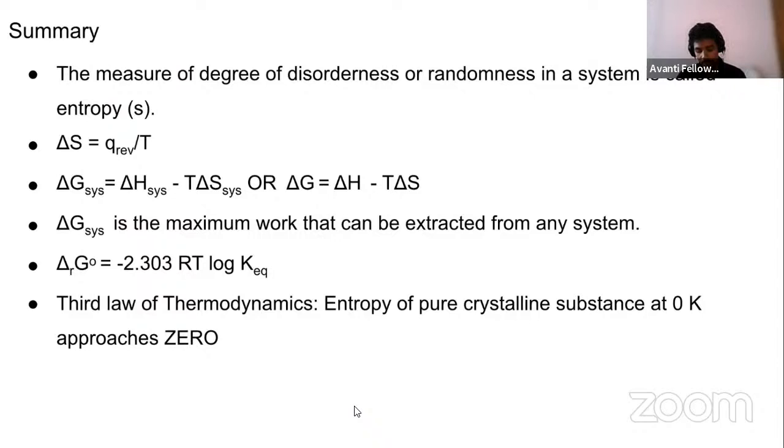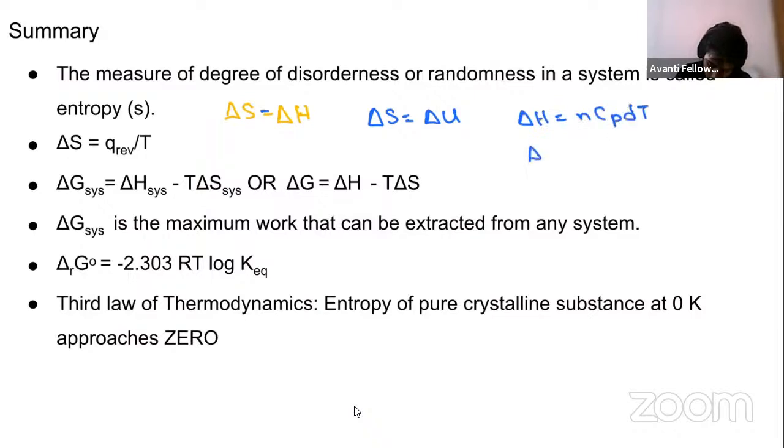The measure of the degree of disorderness or randomness in a system is called entropy, and delta S is equal to Q reversible by T. We have seen different forms of delta S also, right? At constant pressure, delta S is equal to delta H, and at constant volume, delta S is equal to delta U. Yes or no? So try to see where we can use what. Delta H is equal to nCp dT, and delta U is equal to nCv dT. Try to see where you need to substitute which formula.